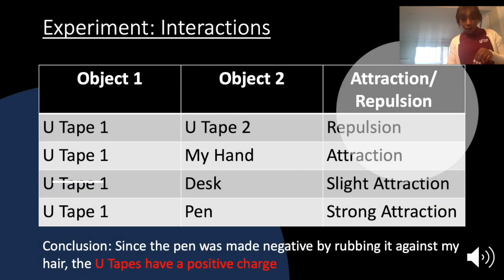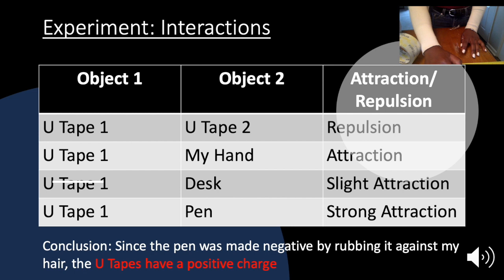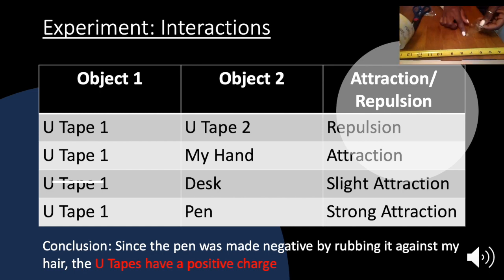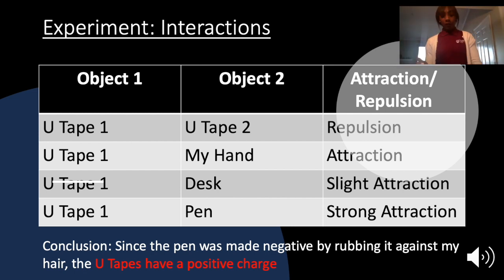Here are the results of the experiment interactions. It compares object 1, object 2, and if there was an attraction or if they were repelled against each other. For 2 U-tapes, there is a repulsion. For 1 U-tape and my hand, there was an attraction. For 1 U-tape and the desk, there was a slight attraction. And for 1 U-tape and the pen, there was a strong attraction.